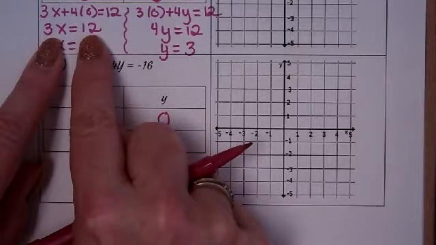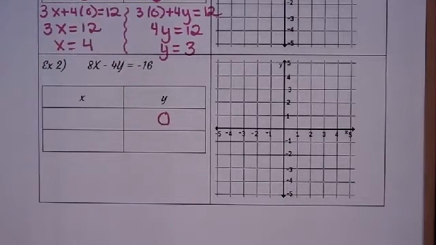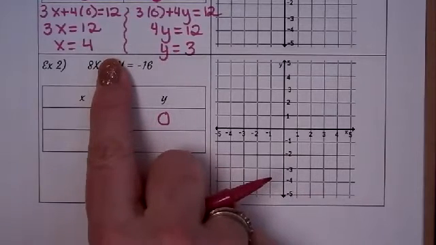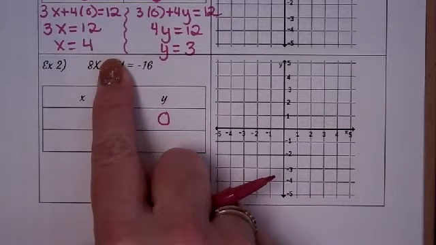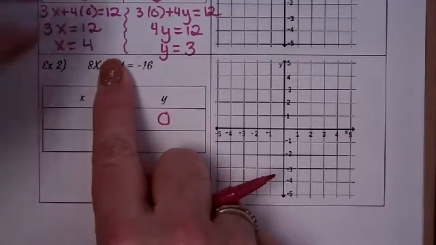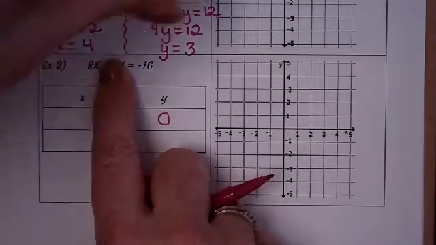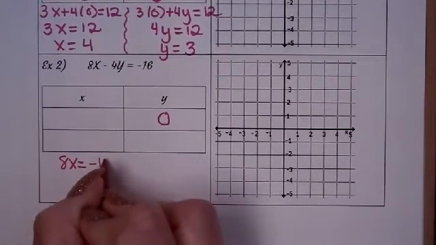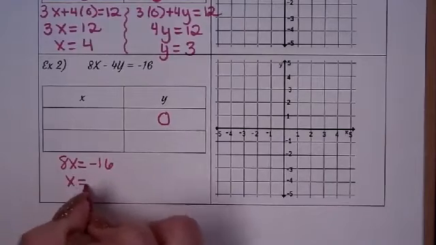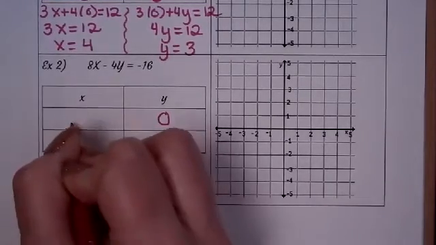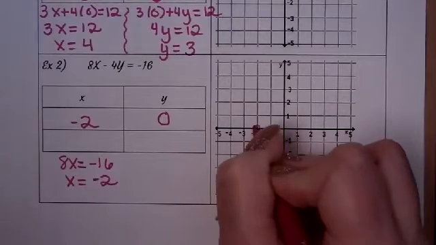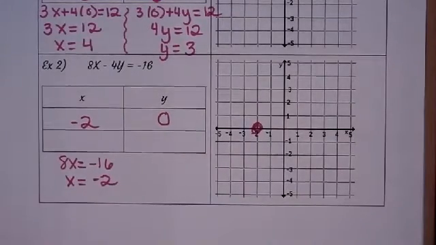So I'm going to just take a little bit of a shortcut here. Knowing that y is nothing, I'm going to take out my y. So I'm left with 8x equals negative 16, which means x is equal to negative 2. So my x-intercept is at negative 2 right there.